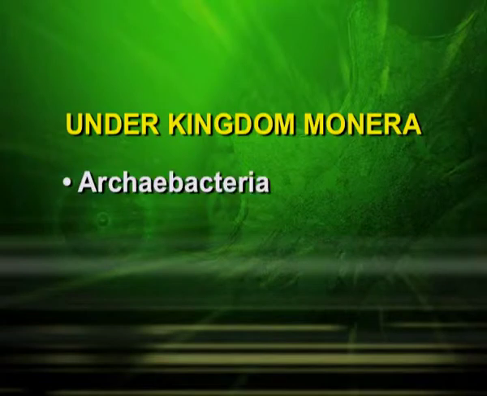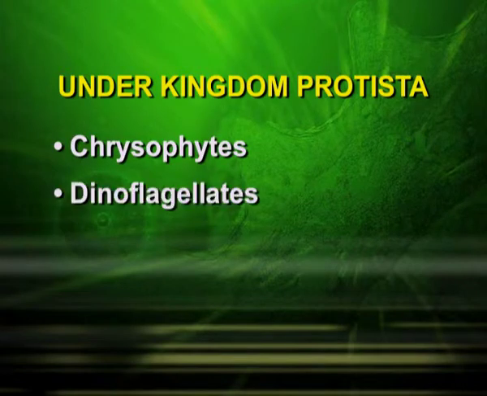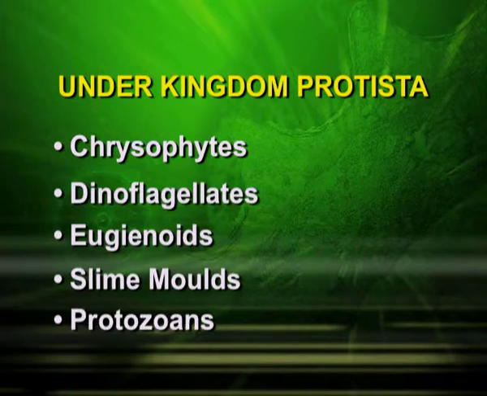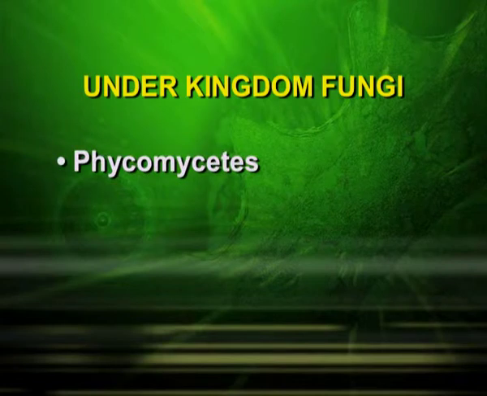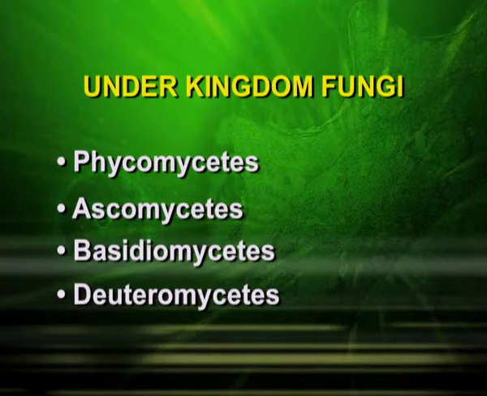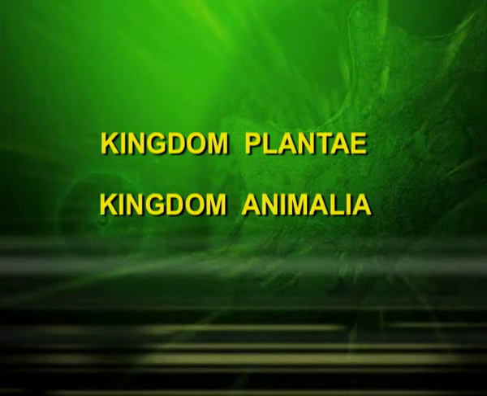Let us have a quick recap of the portions we studied. Kingdom Monera, Archaebacteria, Eubacteria. Under Kingdom Protista, we studied chrysophytes, dinoflagellates, euglenoids, slime molds, protozoans. Under Kingdom Fungi, Phycomycetes, Ascomycetes, Basidiomycetes, Deuteromycetes, and the Kingdom Plantae and Animalia.